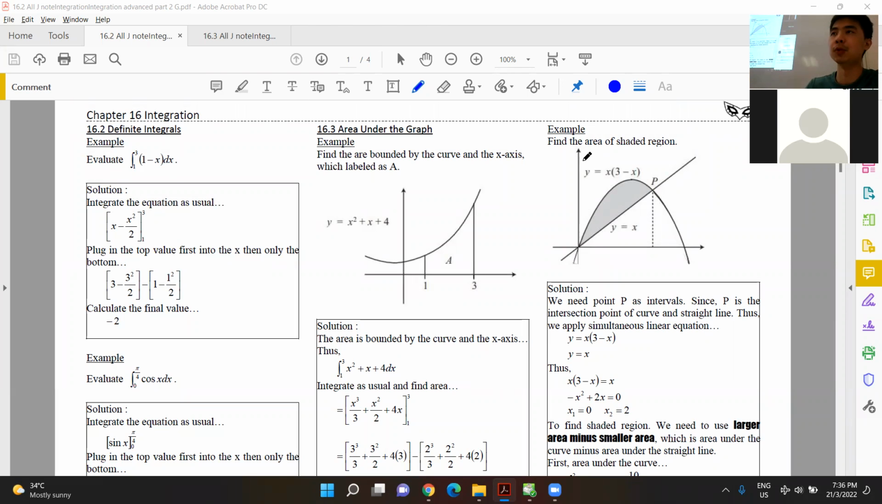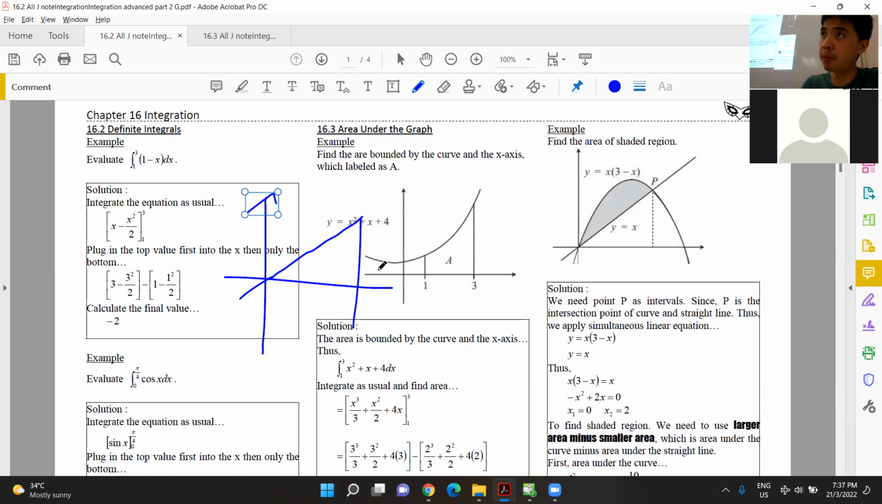Integration, as we know, is the opposite of differentiation, but integration has a practical usage. The application for integration is to find the area under a curved graph. Let's just say we have a graph like this. If it is a straight line, then we can just use our normal triangle formula: half times base times height. We are supposed to be able to get the area under the graph right here.